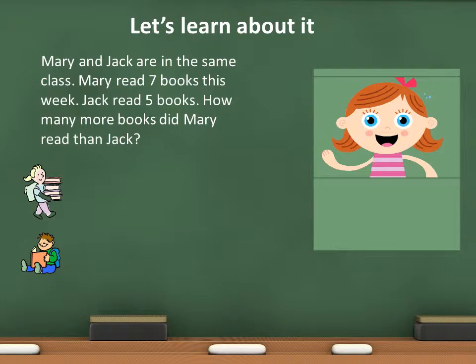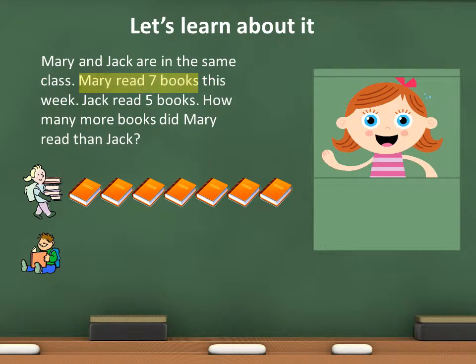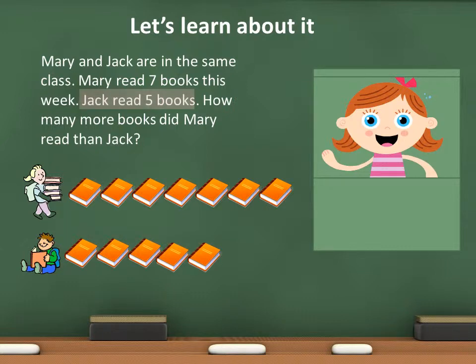My focus will be on the fact that, first, Mary read 7 books. Now, I'm going to remember that Jack read 5 books. The question, how many more books did Mary read than Jack, is the important question to help us solve the problem. So now we can use the information we were given and the question to write a sentence with a blank that will have a place for the answer.